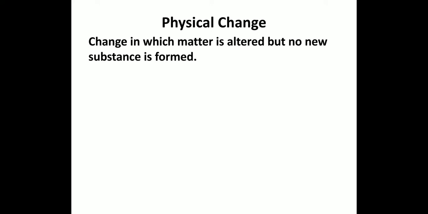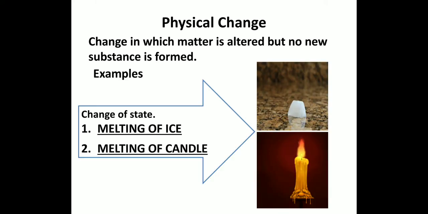Physical change is a change in which matter is altered but no new substance is formed. In a physical change, no new substance is formed. The change that takes place is only in state and shape. And during these changes, the substance does not lose its chemical identity. Now, what kind of changes take place in the state of a substance? These are changes from solid to liquid, from liquid to gas, and from gas to liquid.